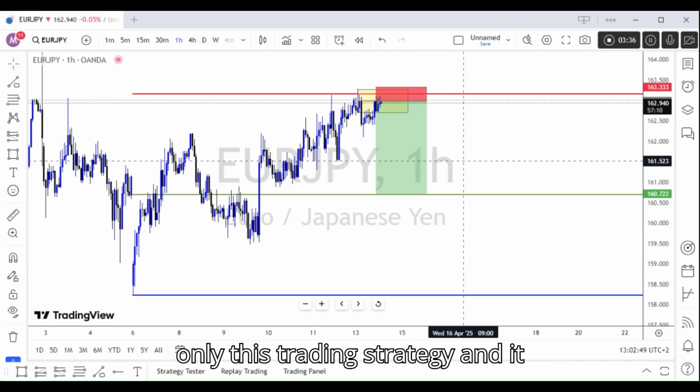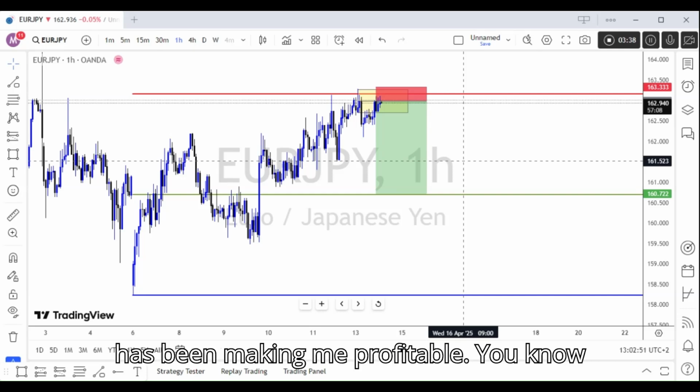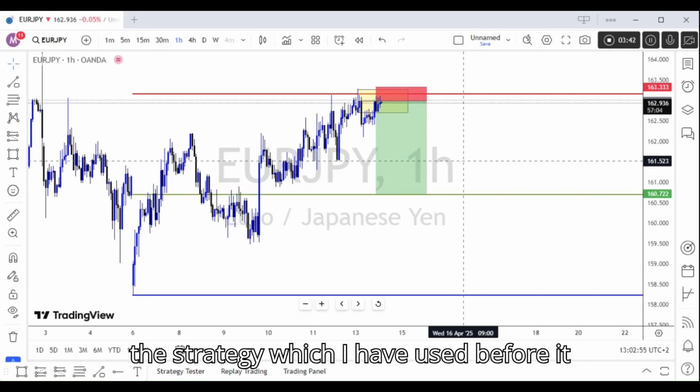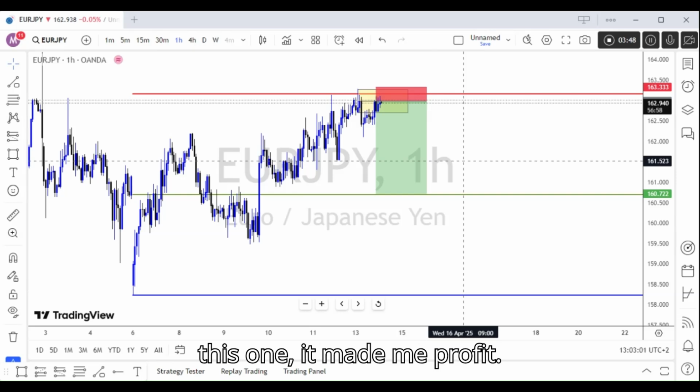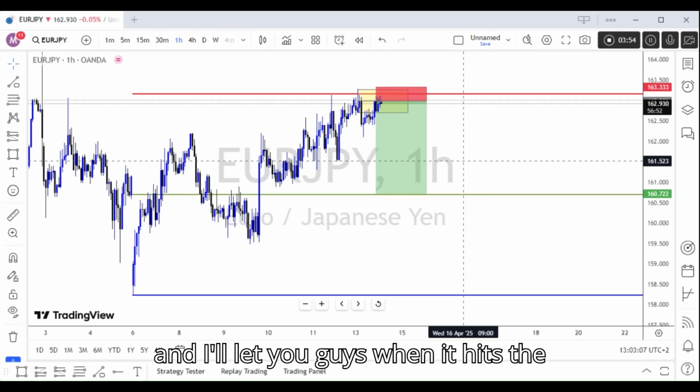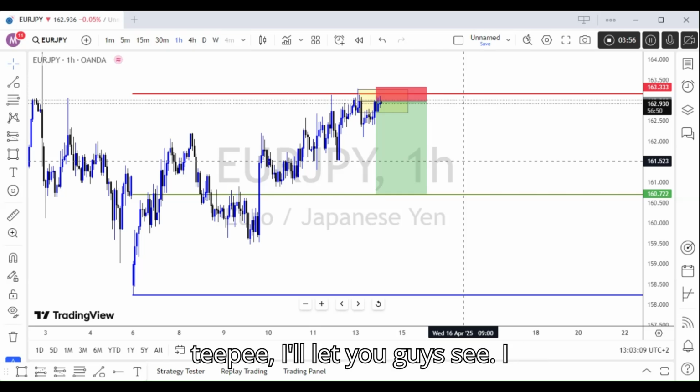In my case, I used this trading strategy, and it has been making me profitable. The strategy which I used before worked, but it never gave me profit. But this one made me profit. Okay, let's see how it goes, and when it hits the TP, I will let you guys see.